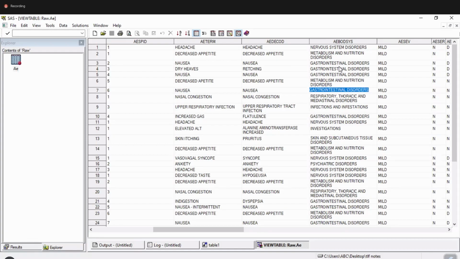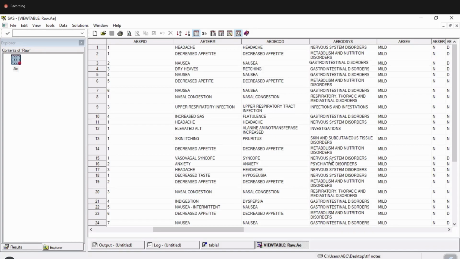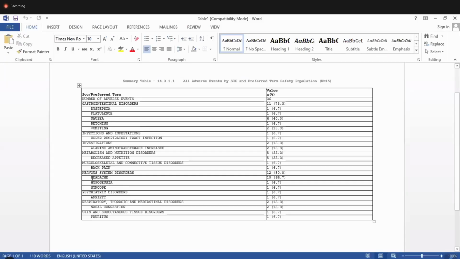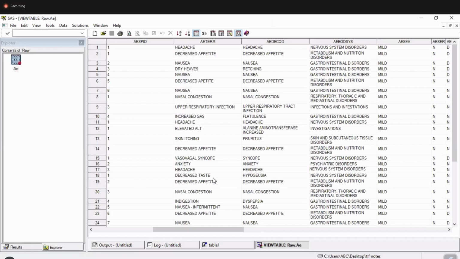Under each body system, you have different terms. For example, gastrointestinal disorder: under it they have different ones like nausea, retching. For example, if you have the nervous system: headache, hypoglycemia. Under each body system, you have different AE decodes. Decodes are nothing but terms only. Decode is the dictionary name, AE term is the exact name.